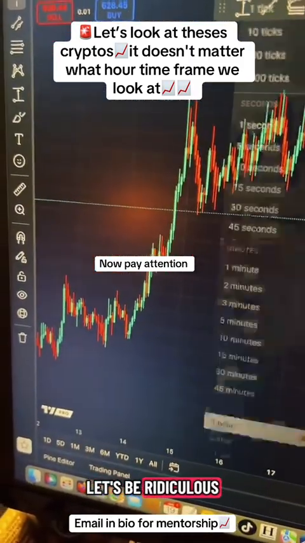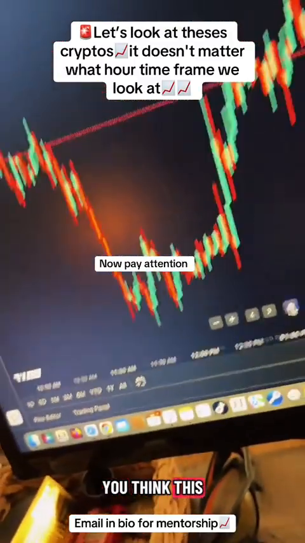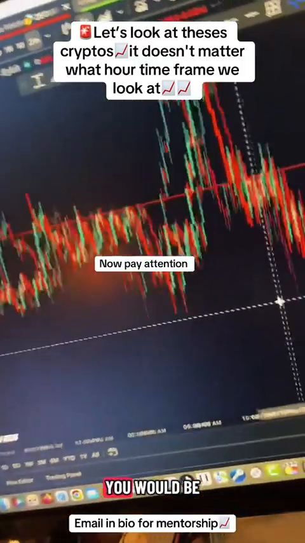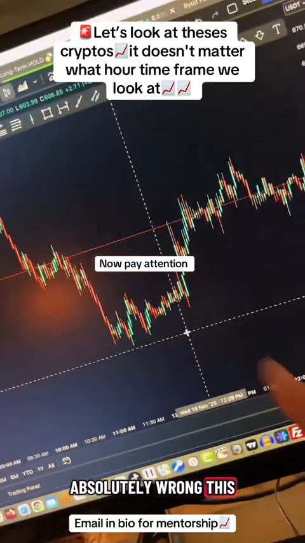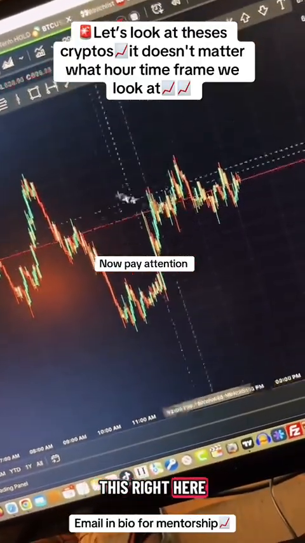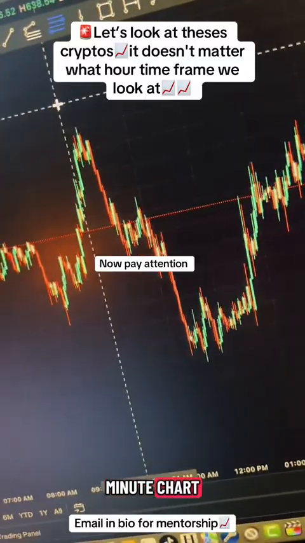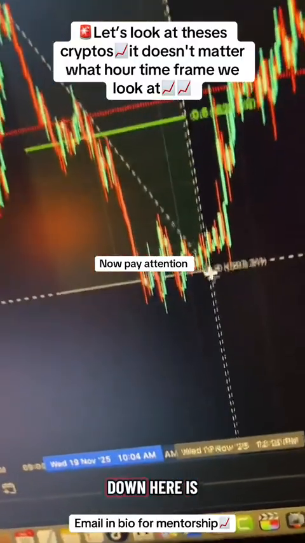Let's be ridiculous. Let's go to something like a 2-minute chart. Just in case you think this only works on higher time frames, you would be absolutely wrong. See what's going on with Zcash right now? See all of this right here? Your absolute high is here and your absolute low is down here on a 2-minute chart. Here's your high. Down here is your low.